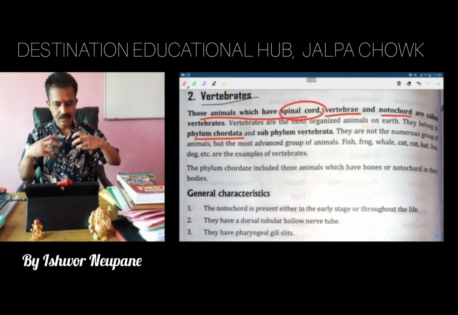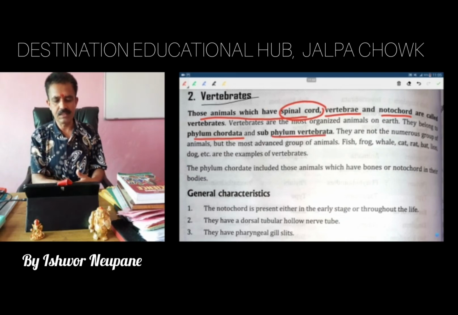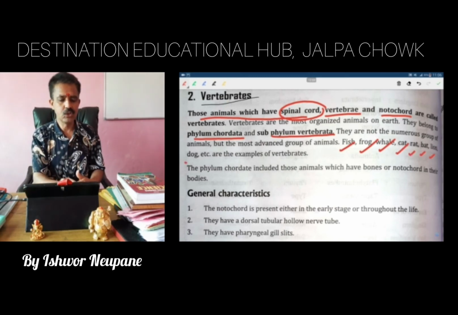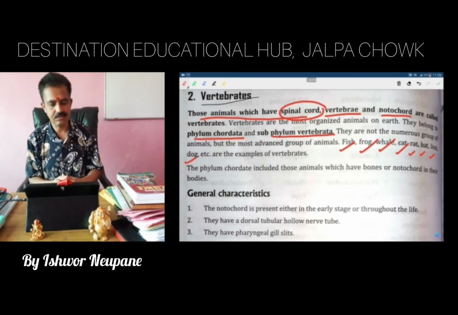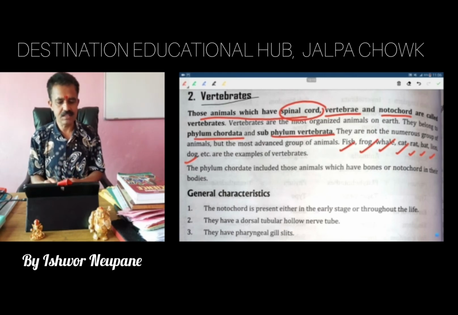And human beings, they belong to subphylum Vertebrata. And examples of vertebrates are fish, frog, whale, cat, rat, bat, lion, dog, etc. Many are there. So now students, let's discuss the characteristics of vertebrates.